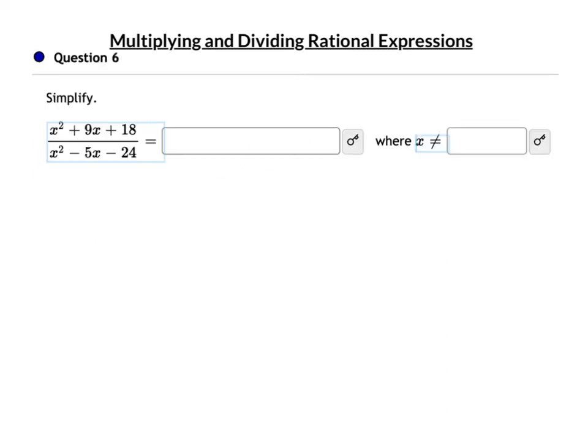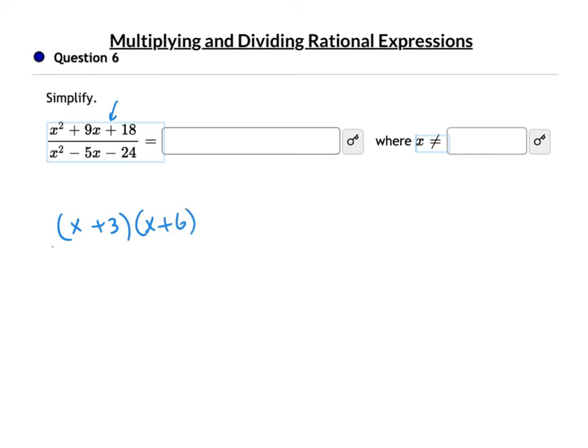Question 6 asks for restrictions. Can you get your restrictions before you cancel? The numerator is a standard form. We're looking for factors of 18 that add to 9. Factors of 18 are 1 and 18, 2 and 9, 3 and 6. So it would be 3 and 6. X plus 3 times x plus 6.